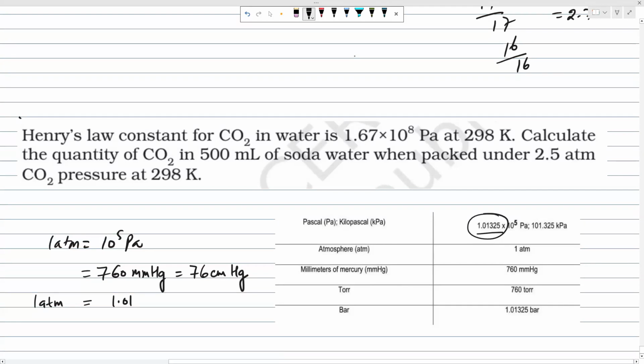So one atmosphere is approximately equal to 1.013 bar. You can write it up to 3 decimal places, so it is in bar. So note down these values. These are important.